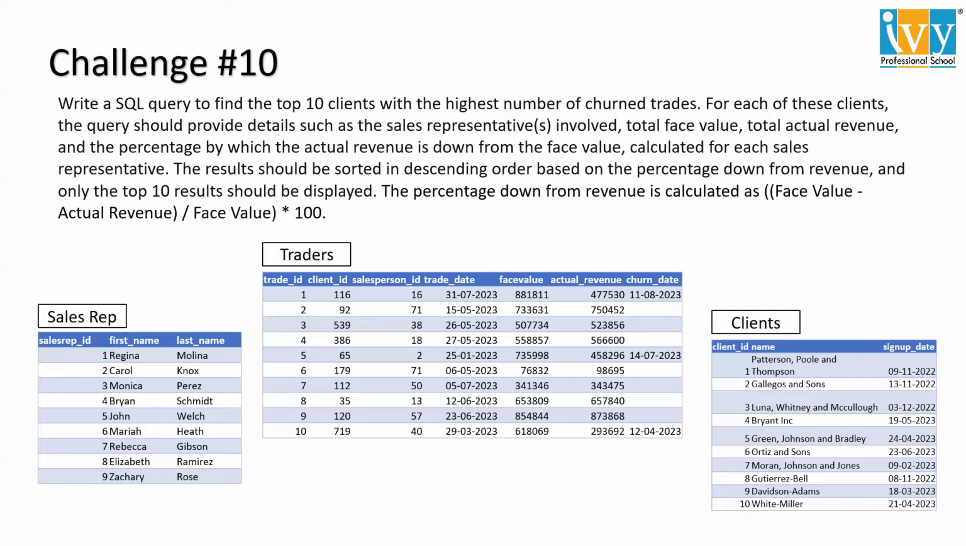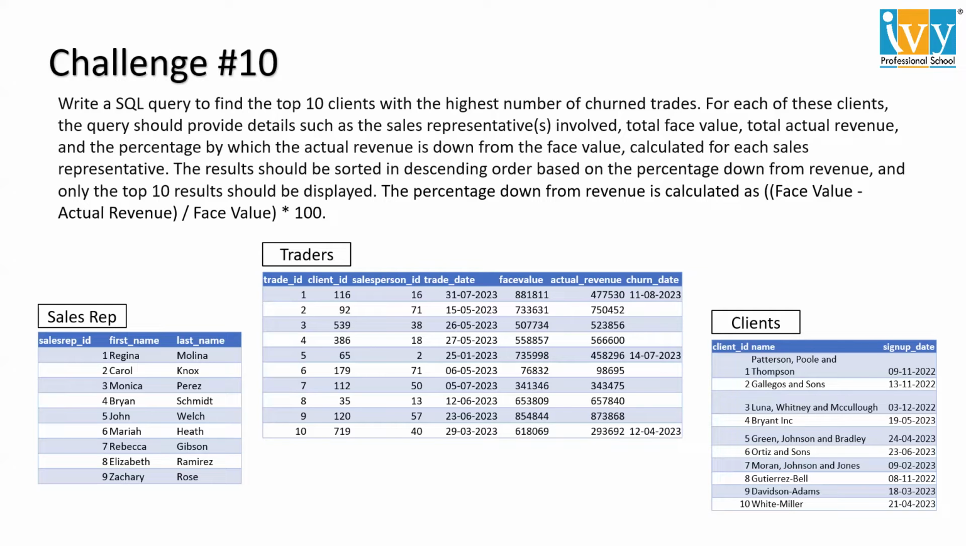If you look at the tables, I have a sales rep table, a trades table, and a client table. With those three tables, let me explain the question briefly. We have to find the top 10 clients with the highest number of churn trades. What do we mean by churn trade? Churn means that the client has decided to end their relationship or service with the company, resulting in the trade being marked as no longer active or relevant.